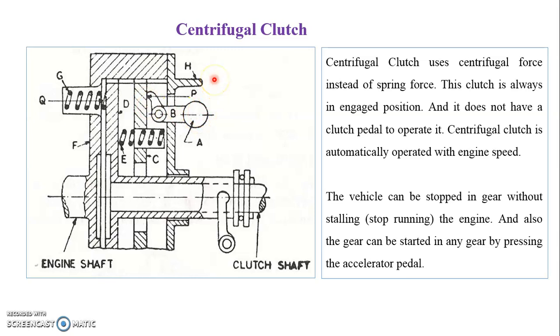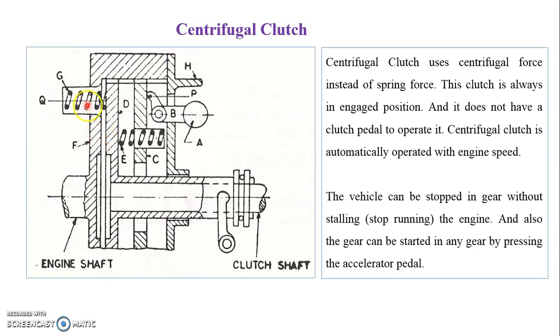Weight A flies off due to centrifugal action, thereby it operates the bell crank lever, thereby it presses the plate C. This force is transmitted to the plate D, that is the clutch plate, by means of spring E. Meaning, as the pressure plate C is pressed, this spring also forces D. The plate D containing the friction lining material is thus pressed against the flywheel, that is F. And finally the clutch is engaged.